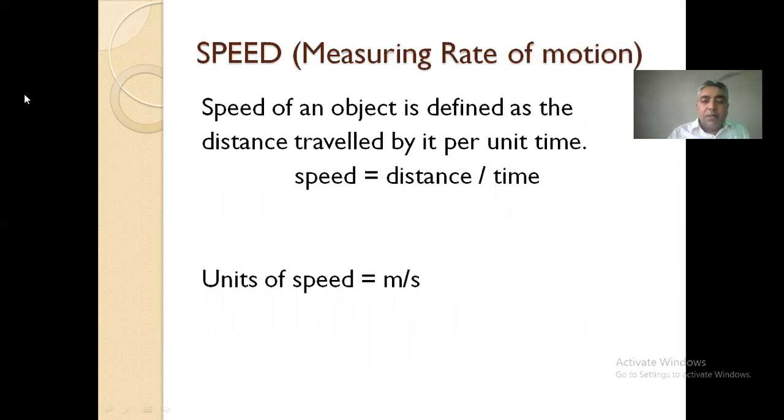Speed is the measurement of the rate of motion. The speed of an object is defined as the distance traveled by it per unit time. Speed is equal to distance over time. Its unit is meter per second.